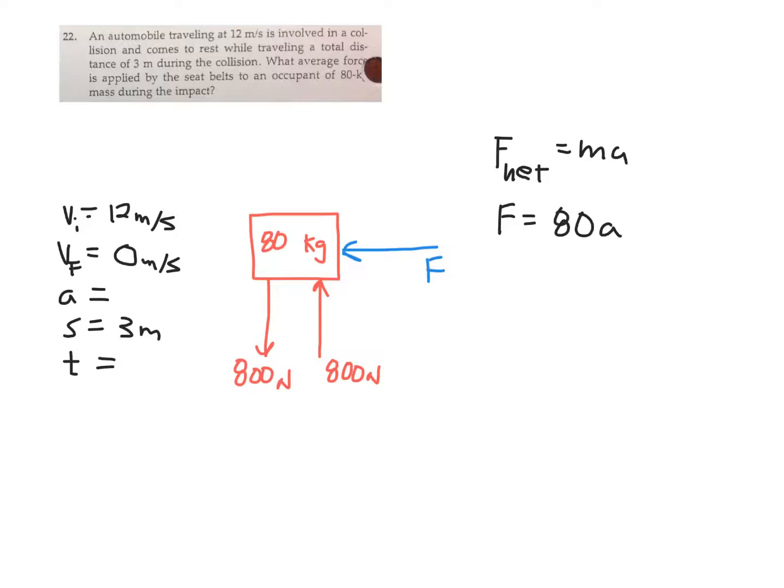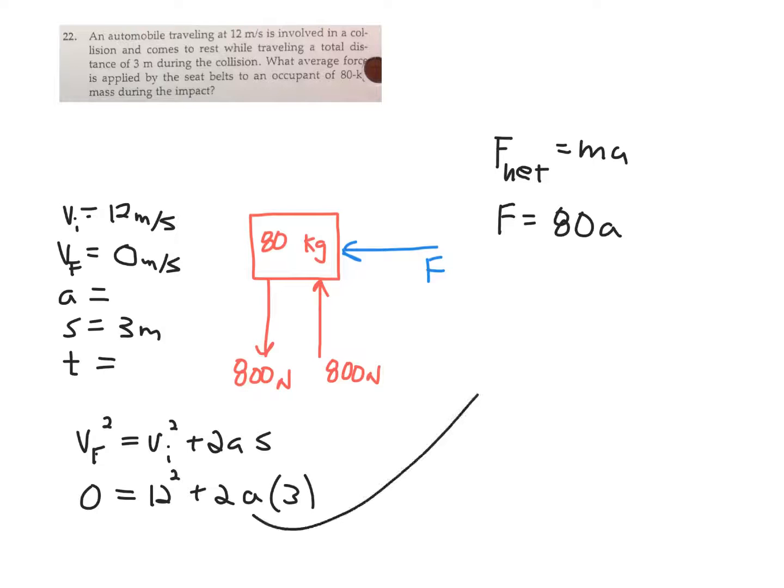So just like the other problem that we had, we're just going to plug into the uniform acceleration equation, which is our 4th one. Vf squared equals Vi squared plus 2AS, where Vf is 0, squared is 0, equals 12 squared, which will be 144, plus 2 times A, unknown, times S, which is 3. So solve that for A, and then plug that in up here, and that will give you the stopping force, F, and it'll come out negative.